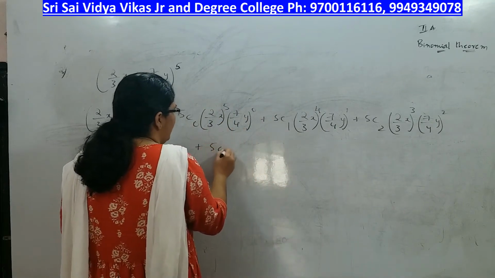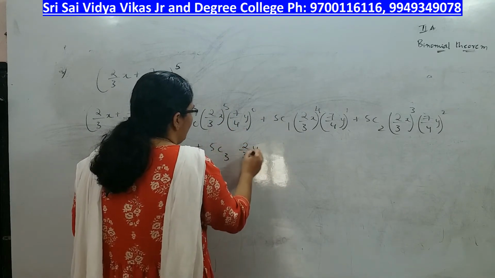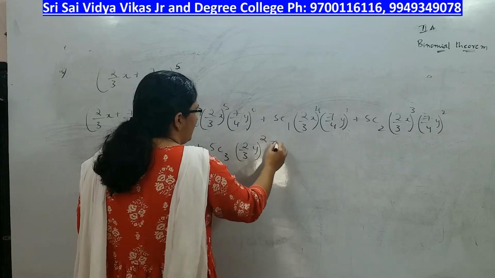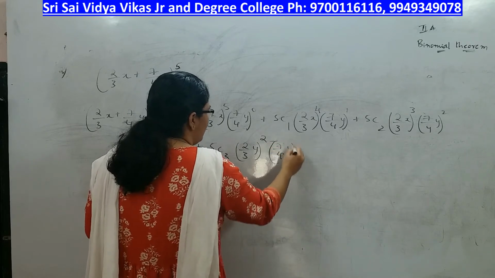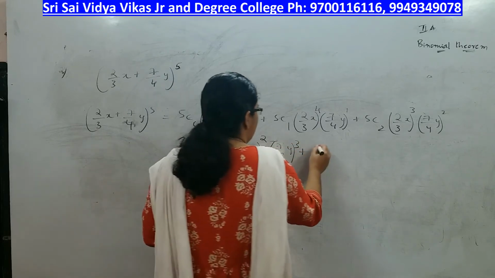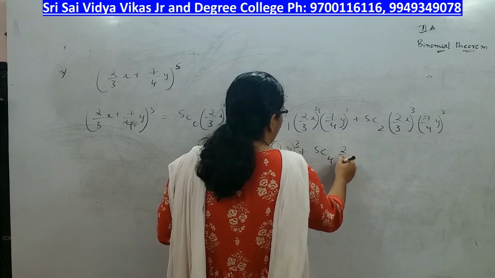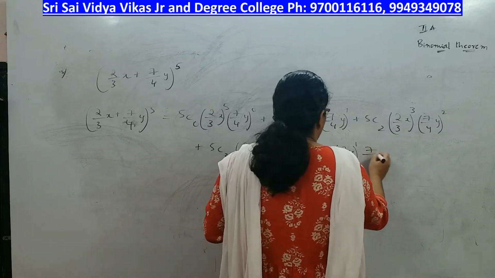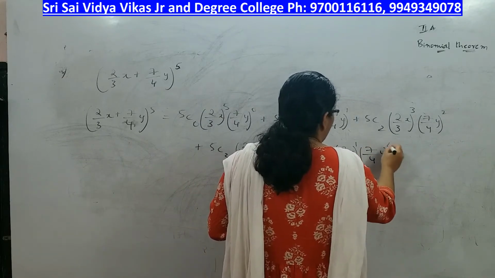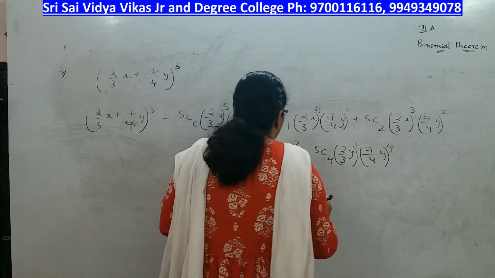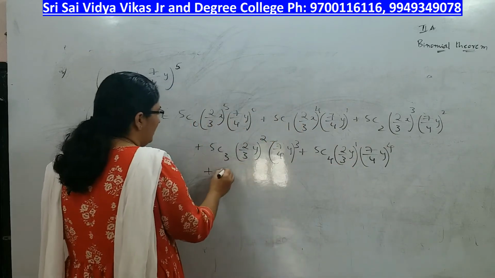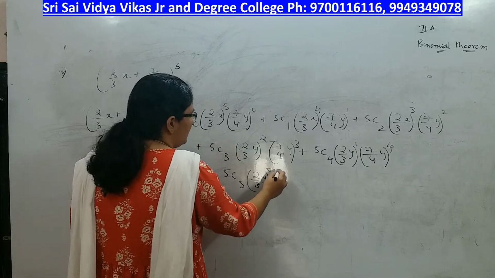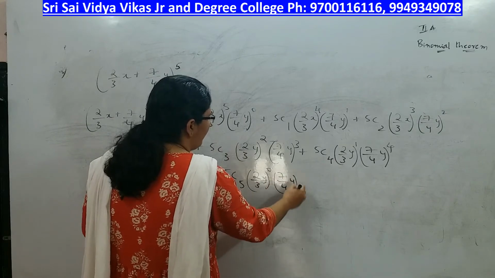+ 5C3 (2/3 x)^(5-3), that is 2, (7/4 y)^3 + 5C4 (2/3 x)^(5-4), that is 1, (7/4 y)^4 + 5C5 (2/3 x)^0 (7/4 y)^5.